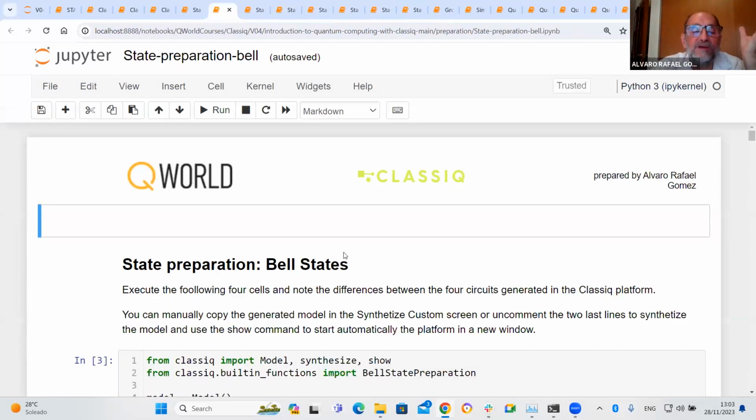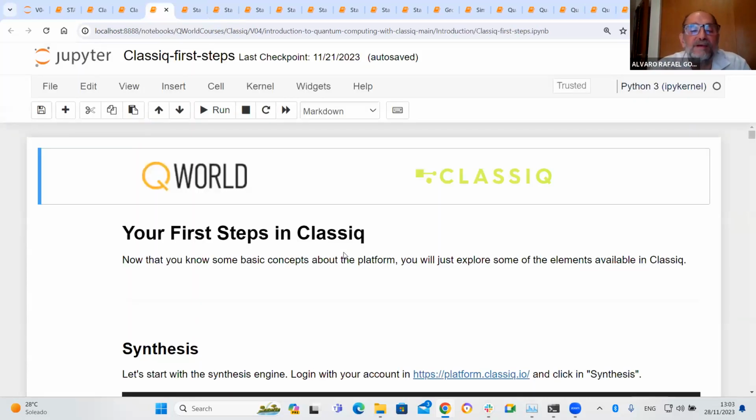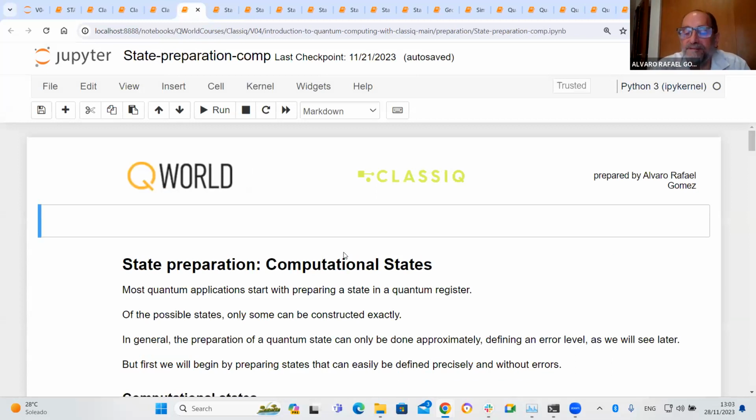The idea is to include an exercise asking, how can you improve this circuit with the Classiq platform? And the student must decide the constraints, test different constraints and observe the circuits, and use the platform in a very, very strong way.